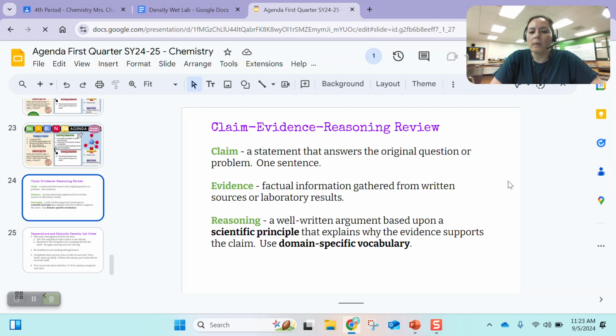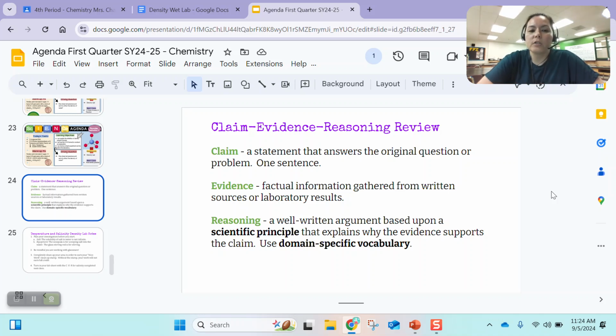So here we have the different components of the CER. So claim, evidence, and reasoning. You guys are really good at stating a claim, remembering that's a one sentence answer to a question. Two, evidence, which can be either from literature, in the case of your chocolate CER that you had to do, whether you were deciding that chocolate was a junk food, a luxury item, or a health food.